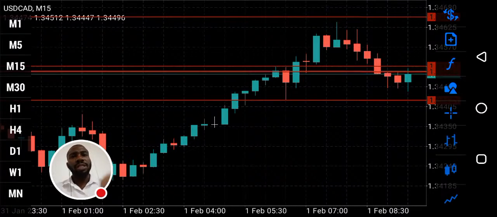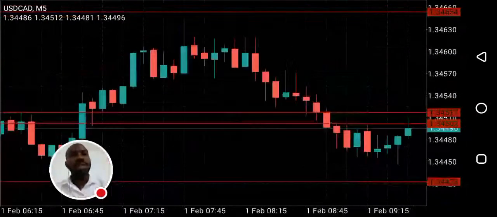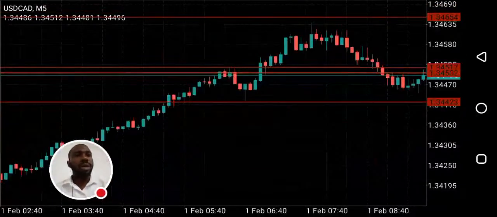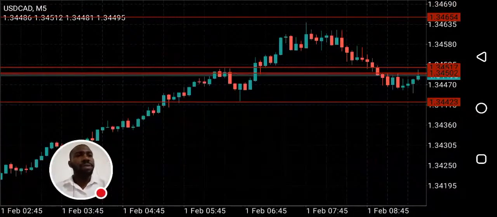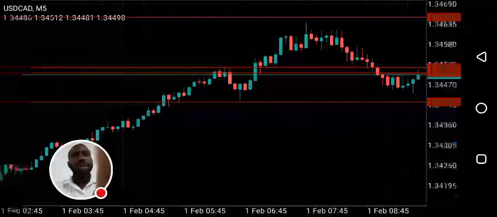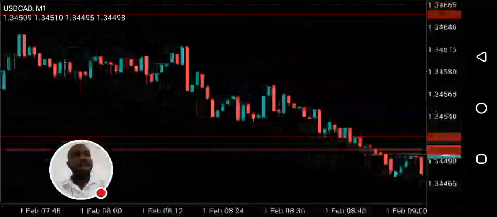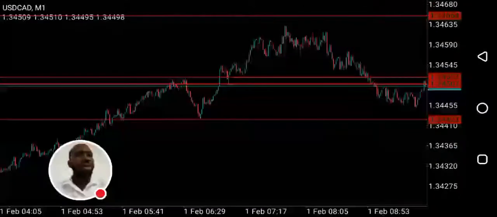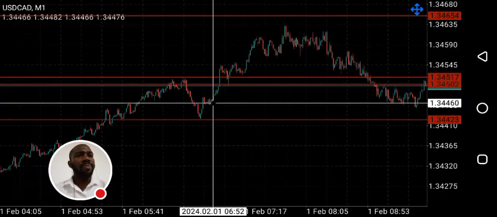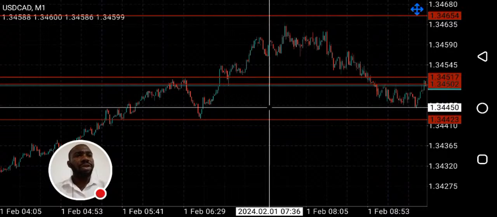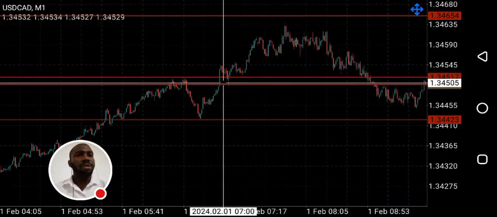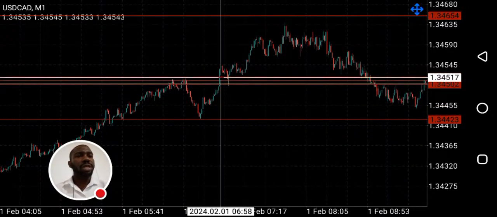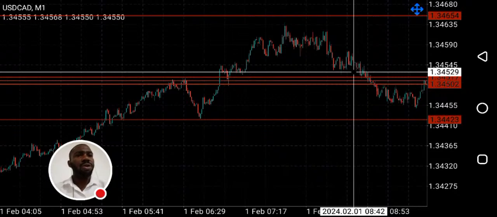So that's it. Let's see what we have on 5 minutes. Let me see 1 minute. I think a shift of market structure has already occurred on 1 minute. There was a shift in market structure here. You can see it has already occurred on the 1 minute time frame.